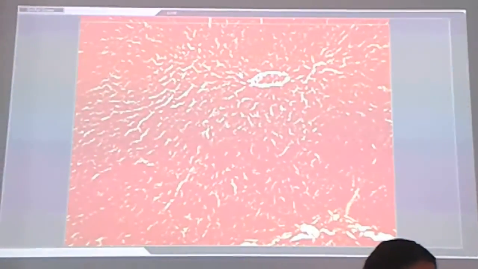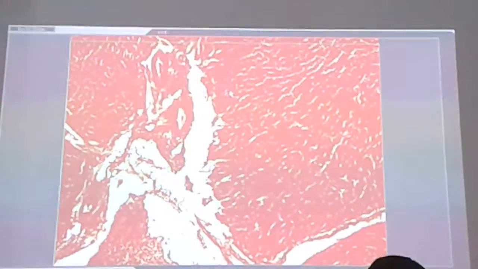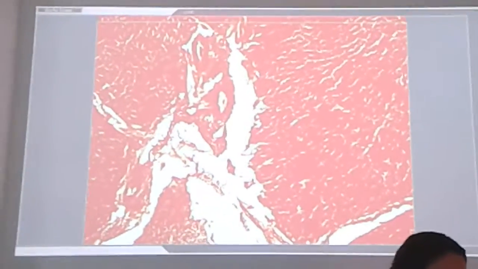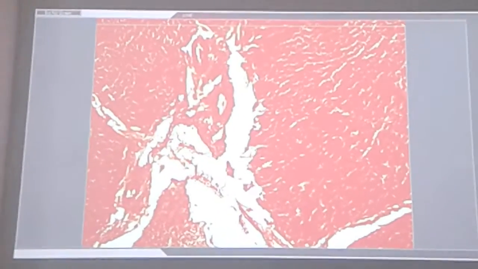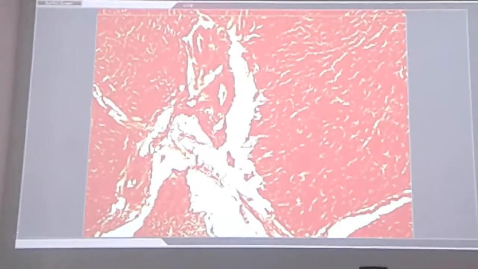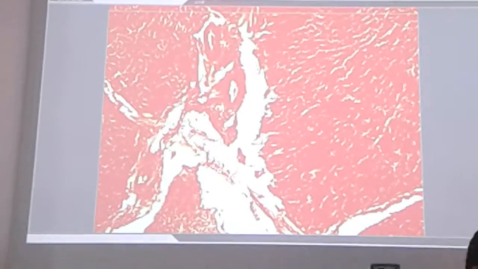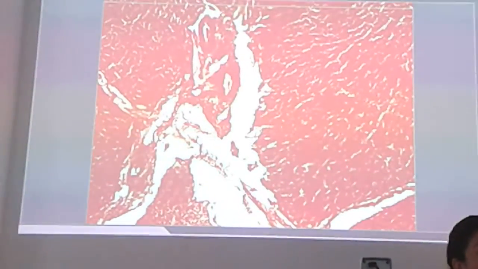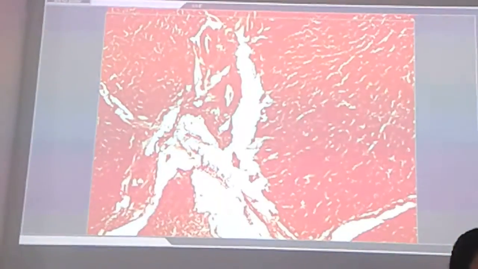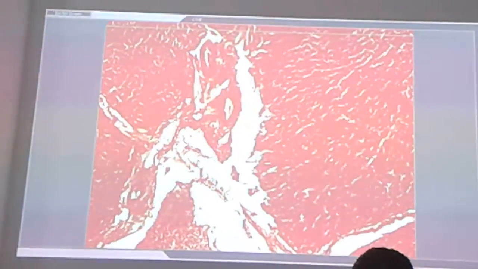The other structure I'm going to show you is the portal triad. Unfortunately, the image is not clear, but we can study it in your individual microscopes. As I told you, you will see hepatic artery, portal vein, and bile duct in this portal triad. The last slide I'm going to show you is the pancreas.